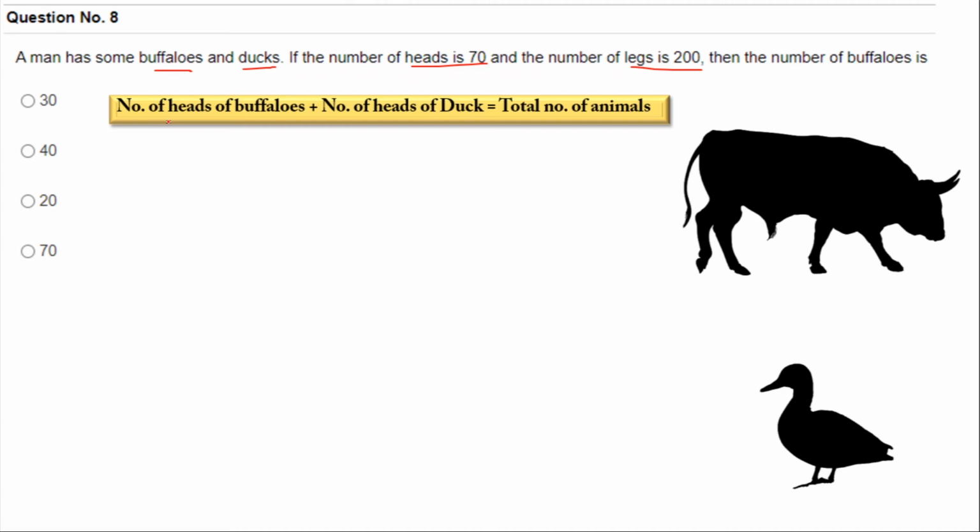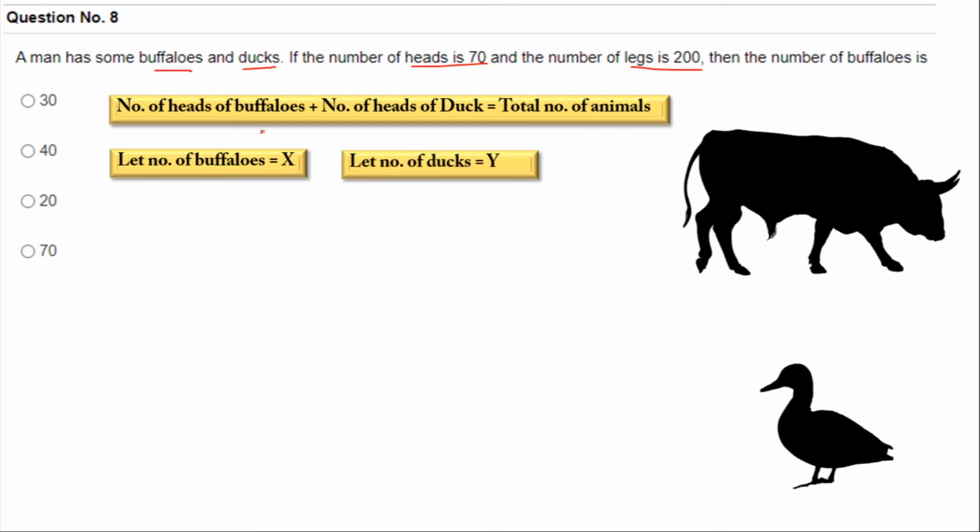Okay. So now let us consider the total number of buffaloes to be x and the total number of ducks to be y. We know that the number of heads is equal to 70. It means the total number of animals is 70. Number of buffaloes is x and number of ducks is y. We get an equation here, that is x plus y equal to 70.